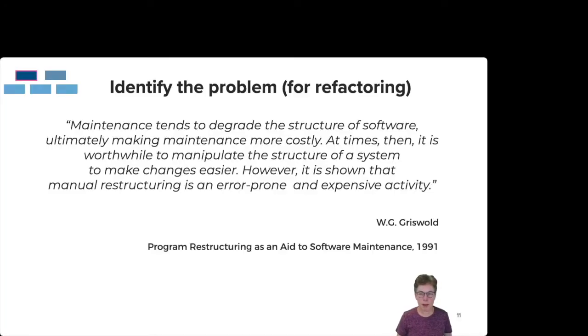If you remember the roadmap, we need to start by identifying the problem. The quote on this slide is from Bill Griswold's PhD thesis in 1991. Bill wrote, "Maintenance tends to degrade the structure of software, ultimately making maintenance more costly. At times, then, it's worthwhile to manipulate the structure of a system to make changes easier. However, it is shown that manual restructuring is an error-prone and expensive activity." This provided motivation for building automated refactoring tools.